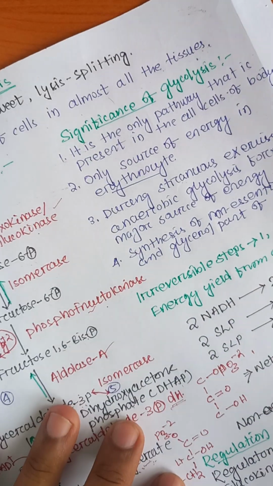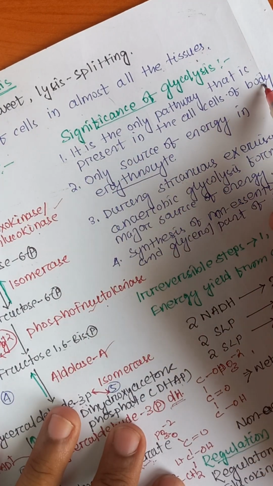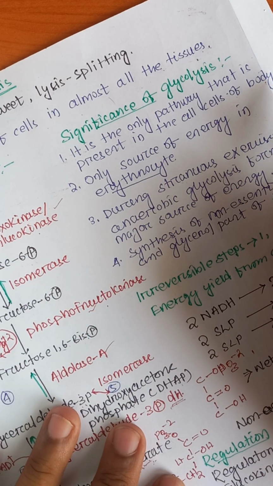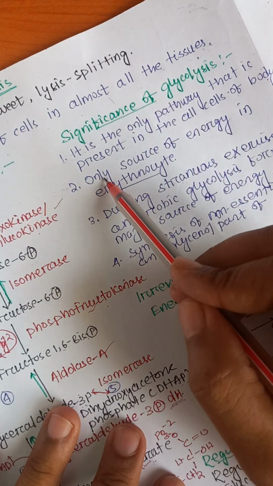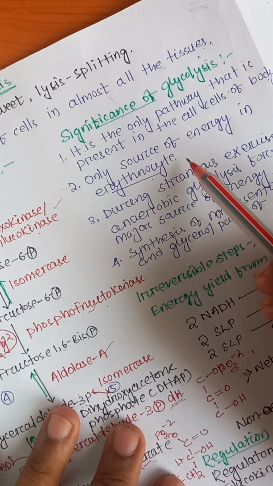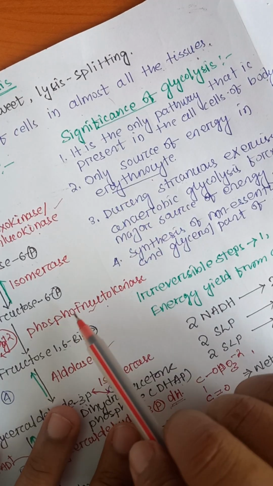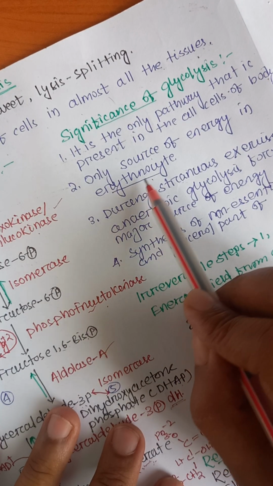Significance of glycolysis: it is the only pathway that is present in all the cells of the body. That means glycolysis is the only energy pathway in which there will be production of energy in all cells. Okay, it is the only source of energy in the erythrocytes. That means in erythrocytes, as we know, there is a lack of mitochondria, so there will be no oxidative phosphorylation. That's why the source of energy is only glycolysis.